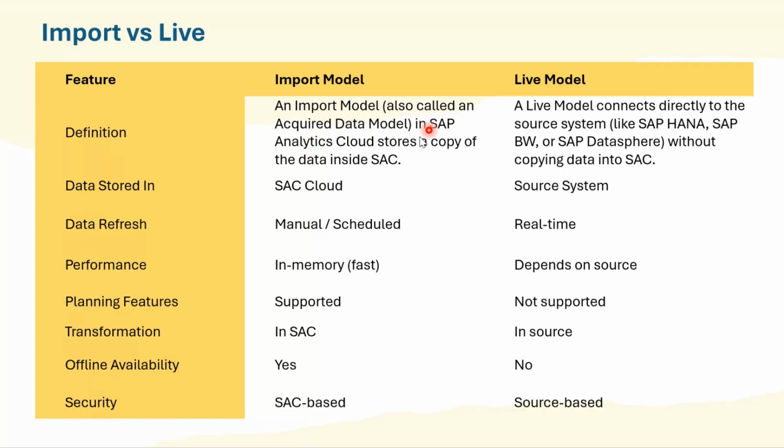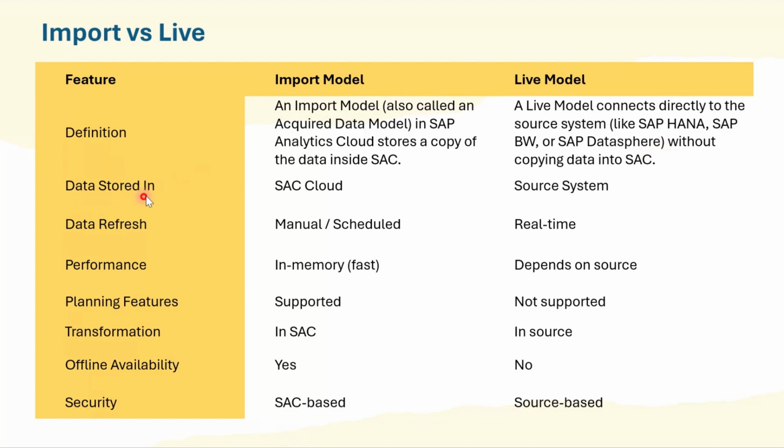So an import model, also known as an acquired data model in SAP Analytics Cloud, stores a copy of data inside SSC. So in the case of an import model, we usually schedule a job and store the data in SSC itself. However, in the case of a live model, it connects directly with the source system. So you have a lot of options for the import model, but only a few systems are supported for live models. That topic we will discuss when we go to the connection related session. Systems like SAP HANA, SAP BW, SAP DataSphere all provide a live connection with SSC. So in those cases, we do not need to copy the data. The data will be read at runtime.